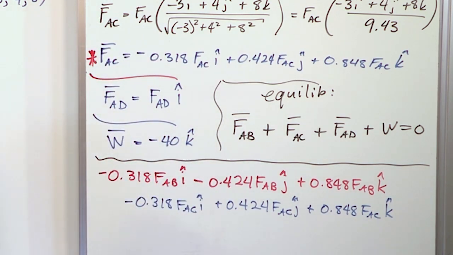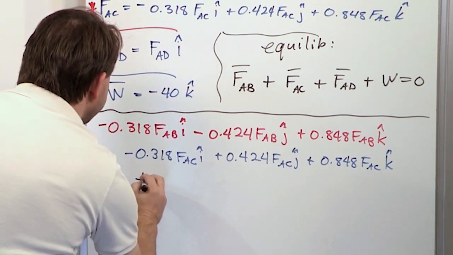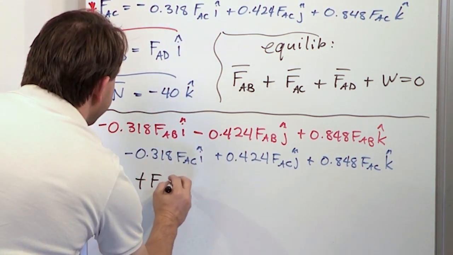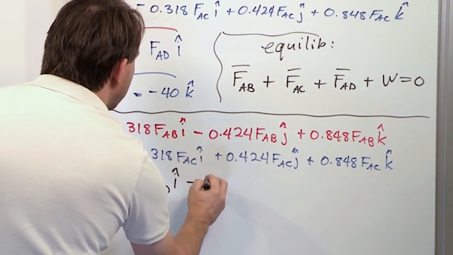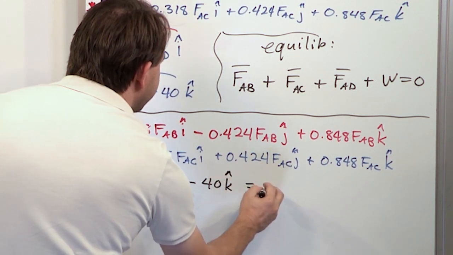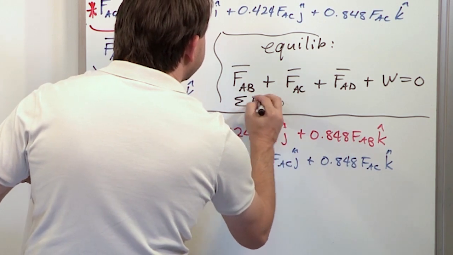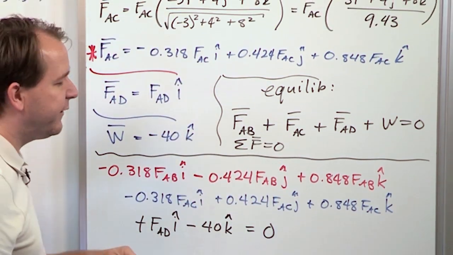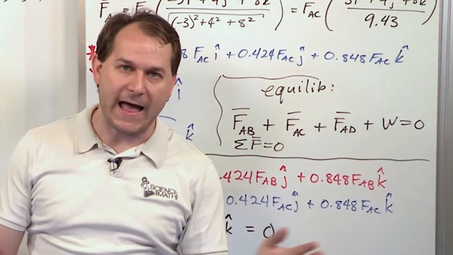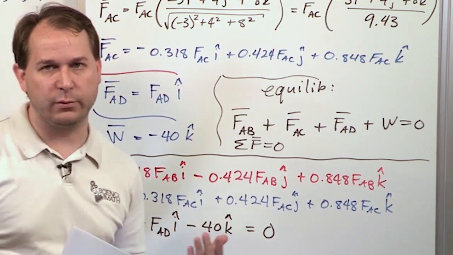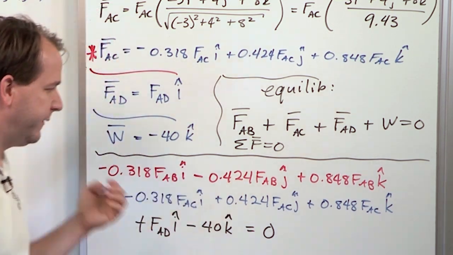That's our next vector. Next, we need to add FAD, the other force. That's a very simple one. So here we'll have plus FAD in the I direction. And then we have to add the weight in, so it's minus 40 in the K direction. This is equal to 0. So when we say the sum of the vector forces has got to be equal to 0, what we're really saying is we have to literally find a vector representation of every single force, add them together, and set the result equal to 0. If we can solve that vector equation, we've solved everything. We know the forces inside of everything.